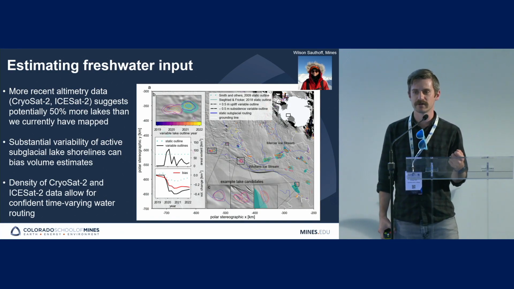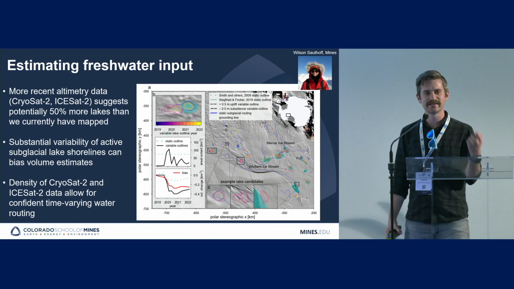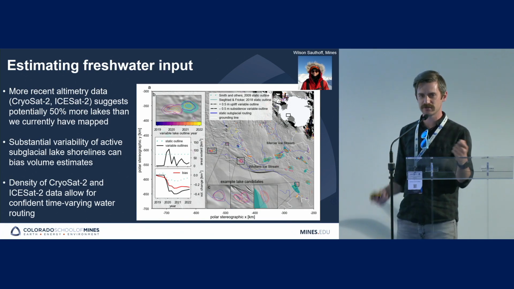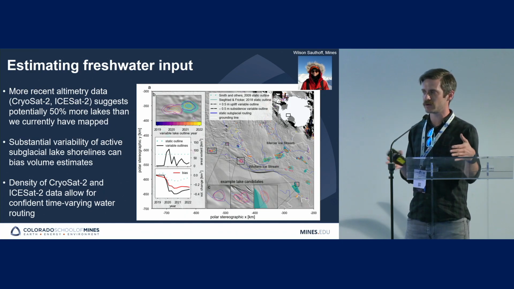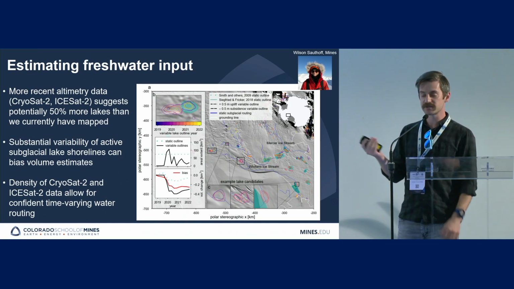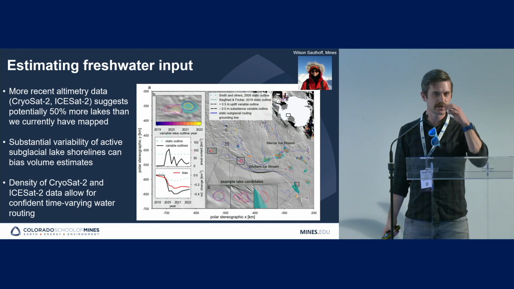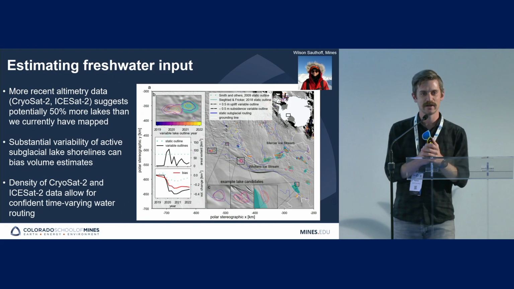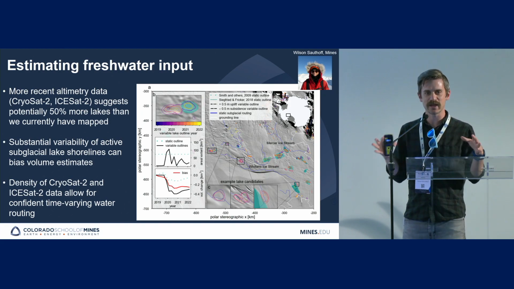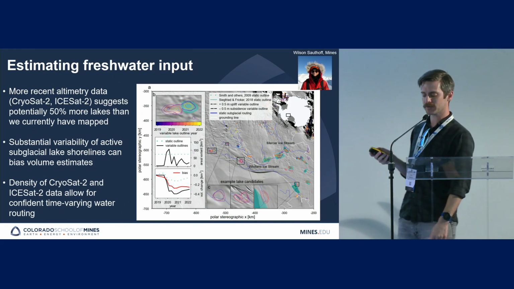One of the really great parts of this is the spatial density of this data from CryoSat-2 and ICESat-2, just 2 altimetry missions, which really allows us to be confident in where we think this water is coming out. We're still doing probabilistic estimates of where this is coming out because all of the grids we have are not well constrained, but at least we can constrain it a little bit more.